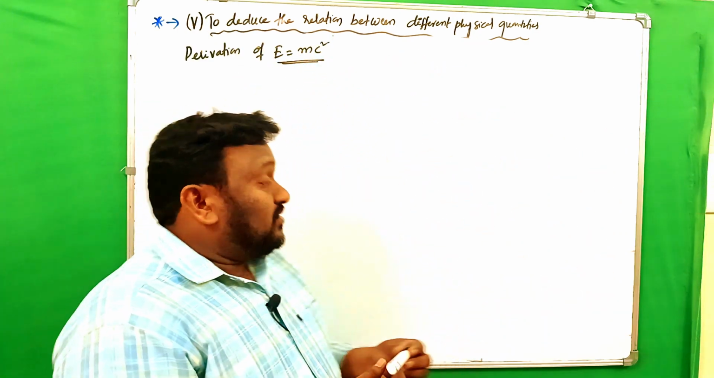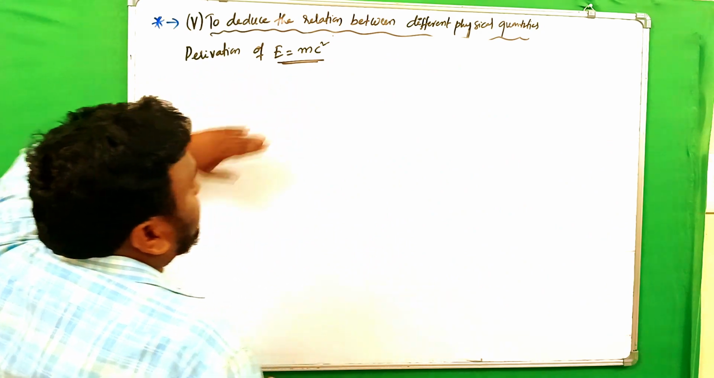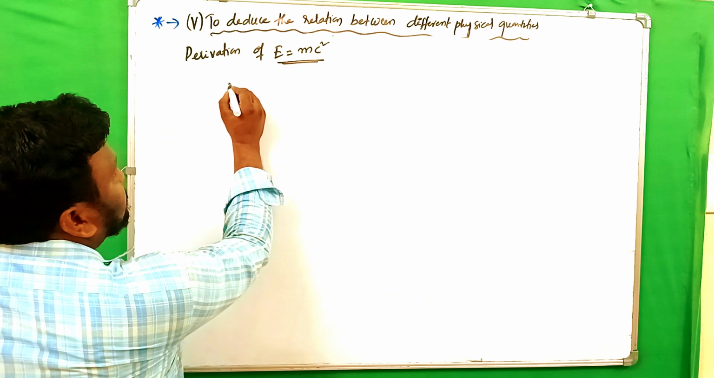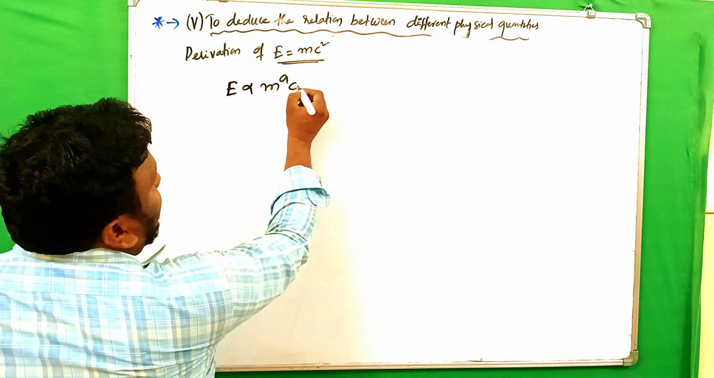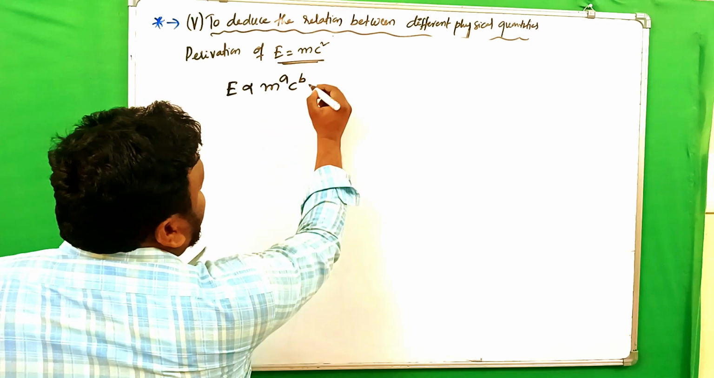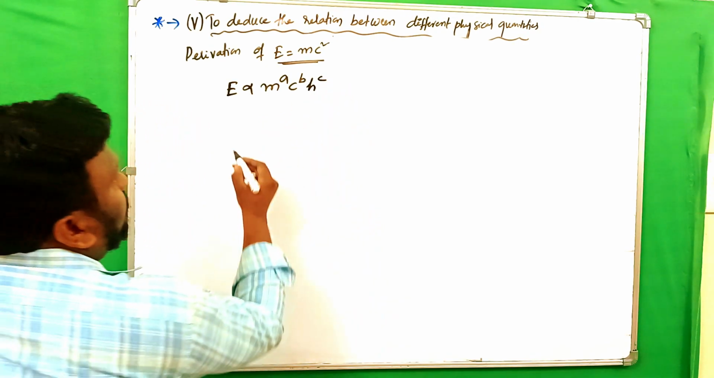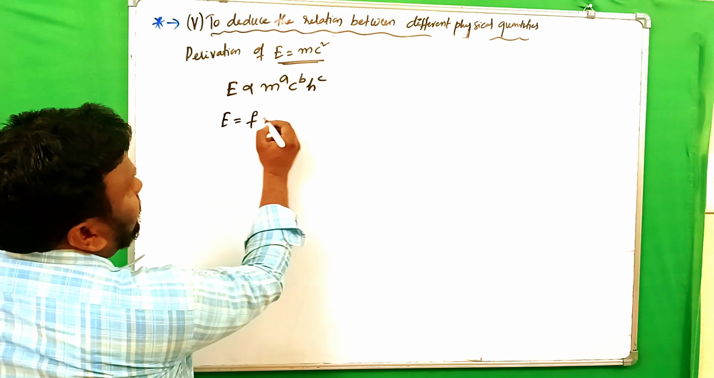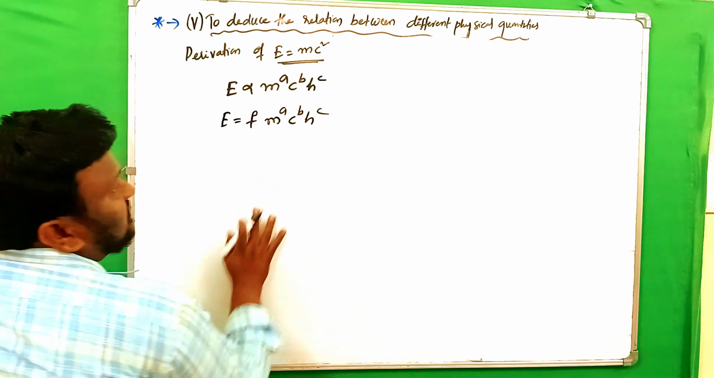See the second example. Derivation of E is equal to mc square. This is the equation we are going to derive. For that we have to go for an assumption: E is proportional to m to the power of a, c to the power of b, and we are going to assume h to the power of c. Here E is equal to some constant f into m to the power of a, c to the power of b, h to the power of c.